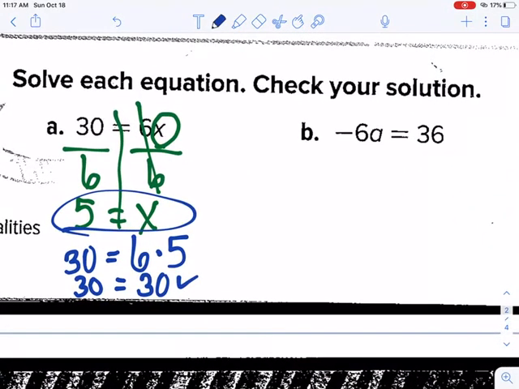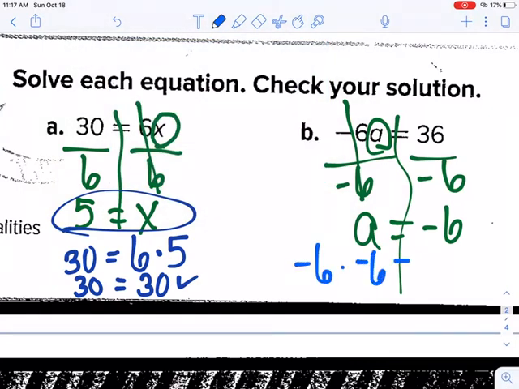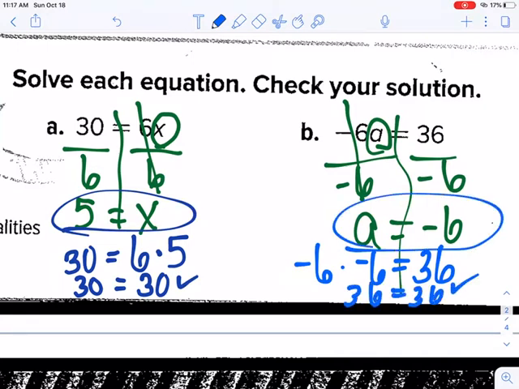All right, let's look at B. Draw your line down, circle a. All right, we need to get rid of multiplying by -6. The inverse is to divide by -6. Make sure you're keeping that negative. -6 divided by -6 is 1. 1a is the same as a. 36 divided by -6 is -6. Let's check that. -6 times -6, does that give you 36? And it does. So you're showing that you are balanced by using -6 as your answer.